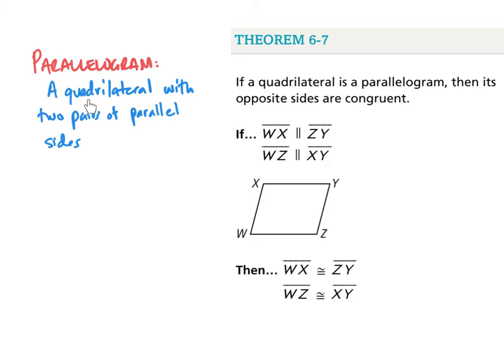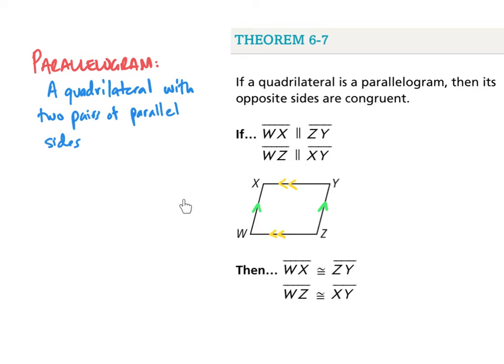By definition, a parallelogram is a quadrilateral, so a four-sided shape, with two pairs of parallel sides. In the example we see here, we have a quadrilateral where segment WX and segment YZ are parallel. Let's go ahead and mark those parallel. Those are parallel, as well as segment XY and WZ. So that's a parallelogram because it has two pairs of parallel sides.